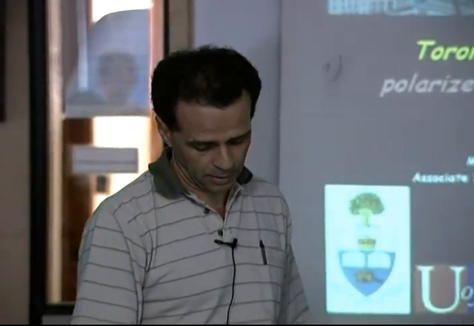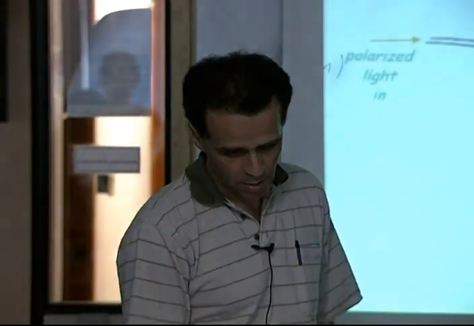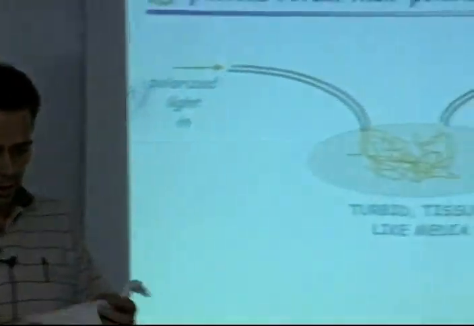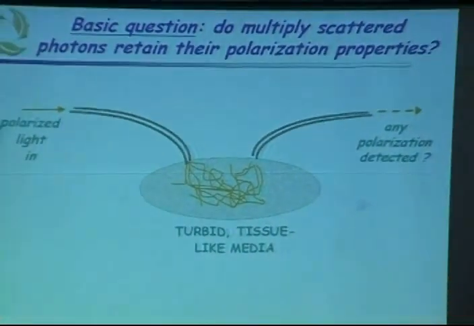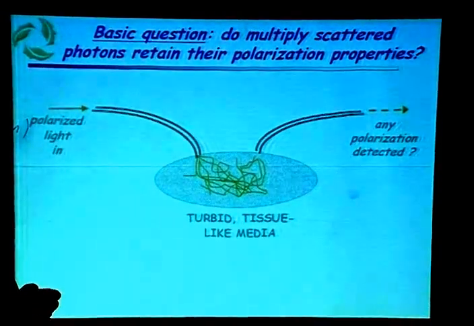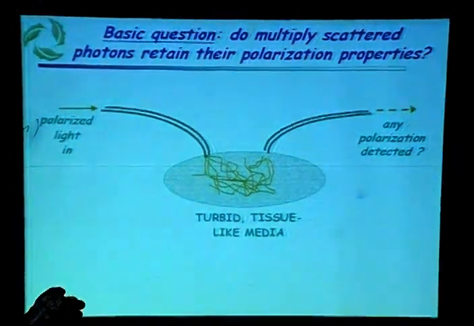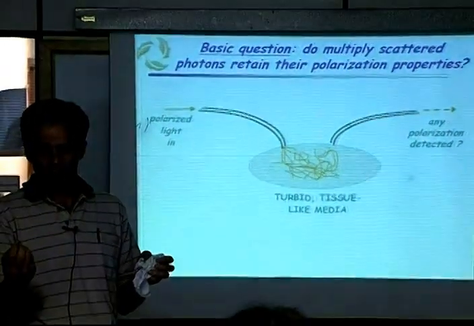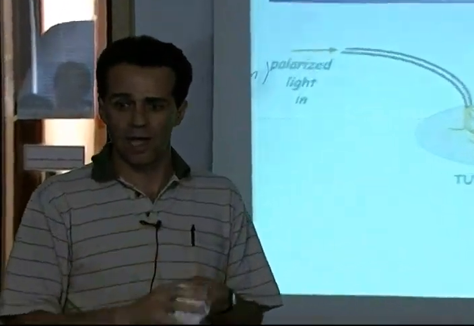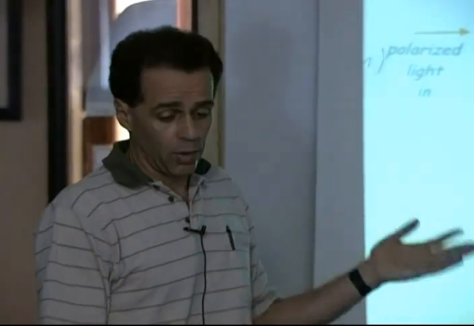Okay, so we're going to talk about polarized light. And the basic idea is very simple. So if you have optical light that has polarization and you shine it on tissue, is there any information that comes back that still has some polarization information? And if the answer is yes, and we'll show you that the answer is yes, what can you use it for?